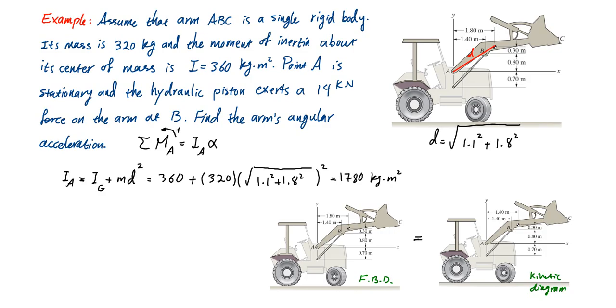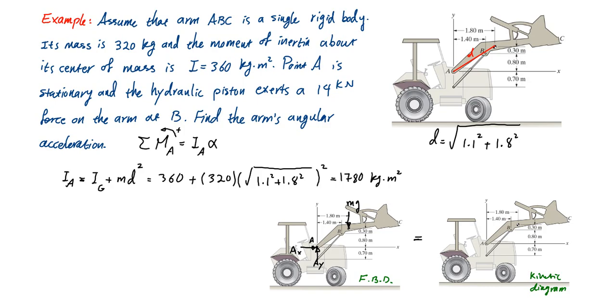Okay, so looking at the arm, what forces do I have? I have two forces from the support at A, so I'll put it here. I have AY, and this is AX, applied to this point A. I have weight, so this is mg.